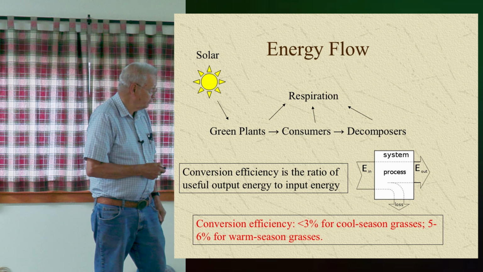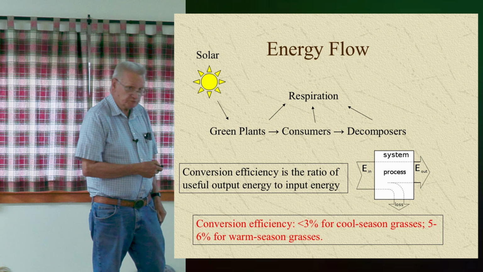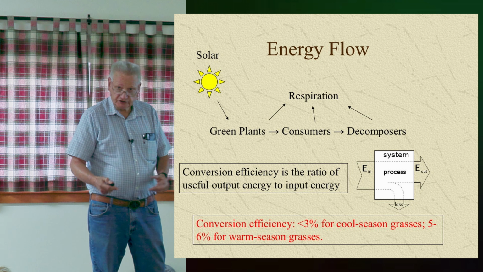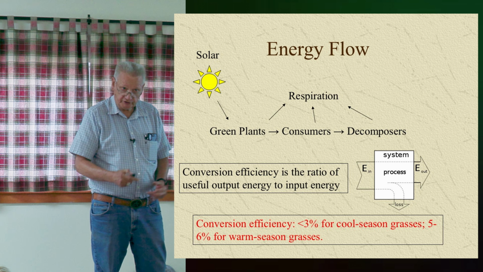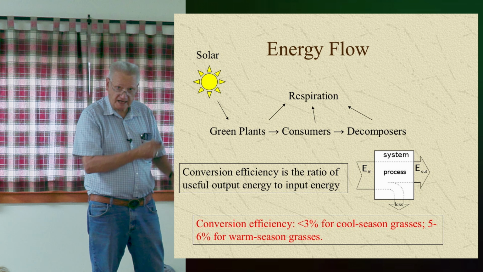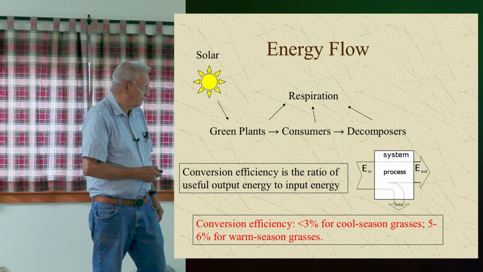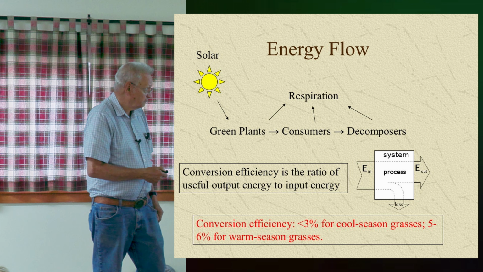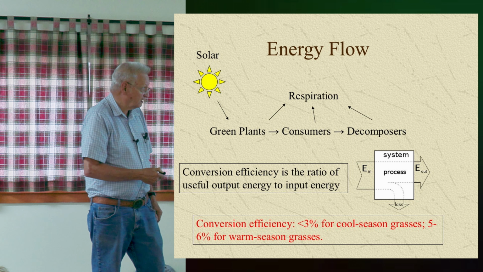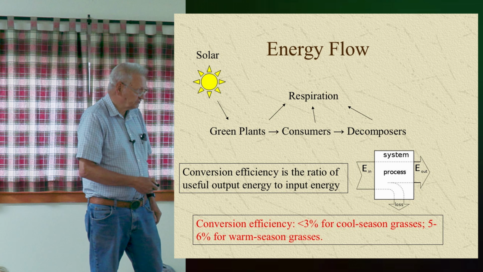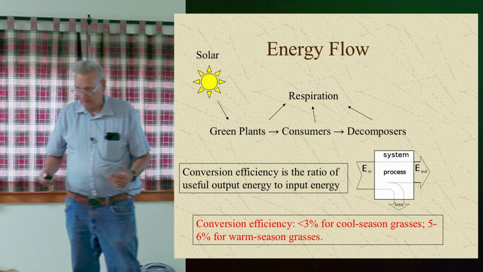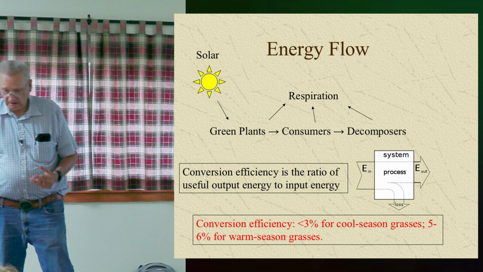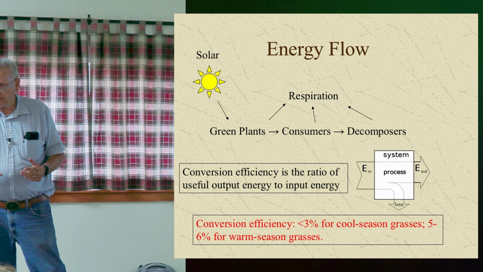You'll notice all these living organisms here all respire. Respiration is the opposite of photosynthesis. Now you're releasing carbon dioxide back into the atmosphere. So that's energy flow, not a very efficient process. The conversion efficiency here is higher for the warm season grasses, and that probably goes back to the photorespiration that occurs in the C3 plants. It makes them less efficient.